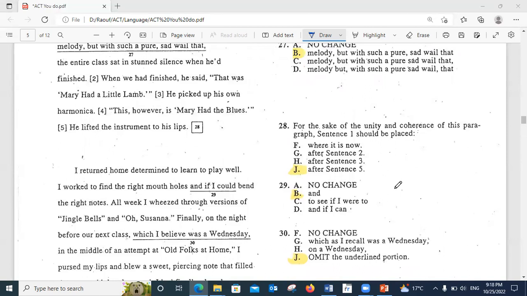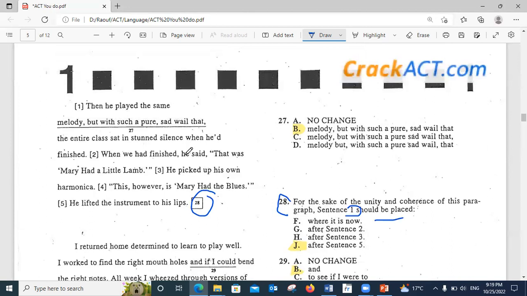28. Okay, look, the last question before we go to today's topic. As usual, we take the sentence from its very beginning, but here there is no sentence start. For the sake of the unity and coherence of this paragraph, sentence 1 should be placed where? Let's check what sentence 1 does. Then we decide where the best place for this sentence is.